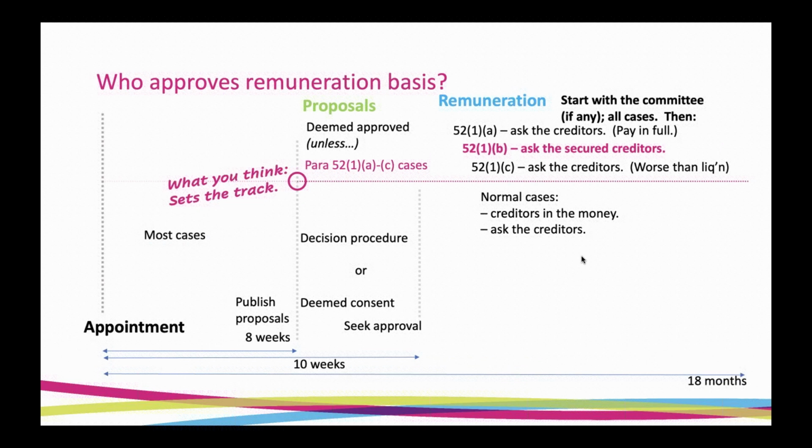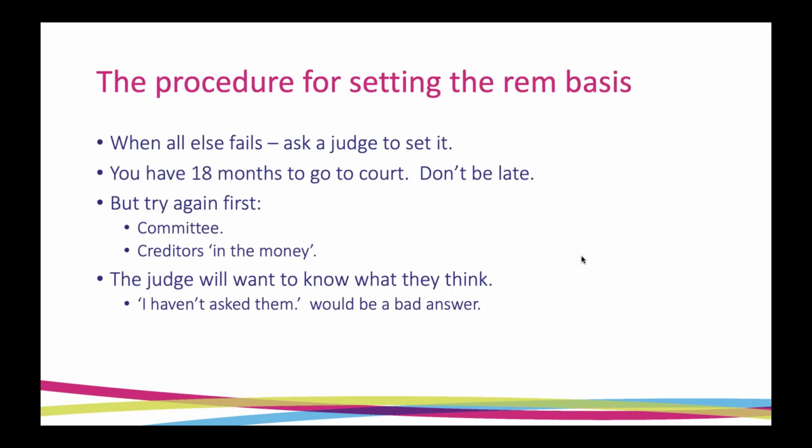And then when it comes to deciding your remuneration, for all cases, you have to start with the committee. If it's a paragraph 52(1)(b) case where you said at the outset that you did not think there would be any money for the unsecured creditors, then it is the secured creditors who approve your remuneration. In all other cases, it will be the body of creditors as a whole. So hope that makes sense.